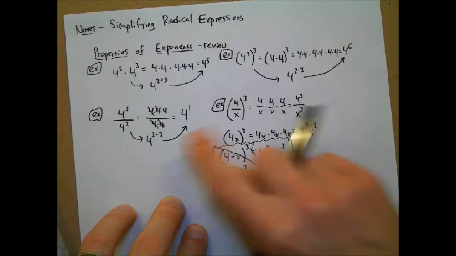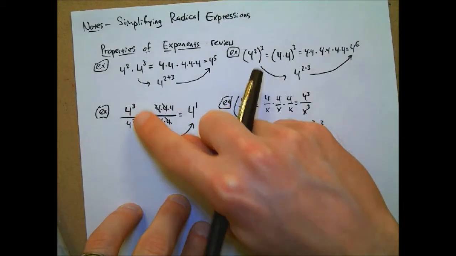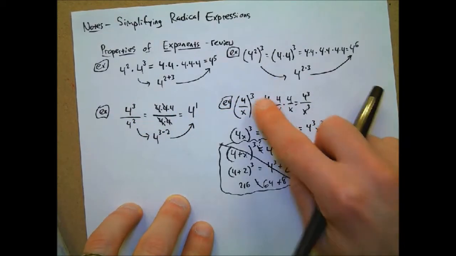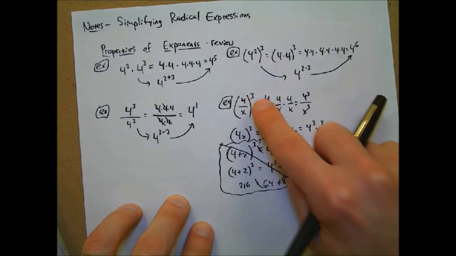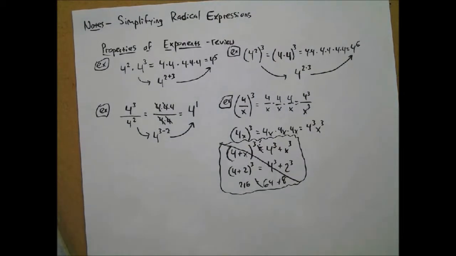When you divide numbers with the same base, you subtract the bottom exponent from the top exponent, top exponent minus bottom exponent. And when you have division or multiplication raised to a power, you can just distribute that power to the individual pieces. All right, super important, because we're going to be using those properties here today.